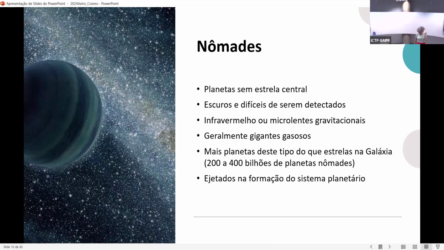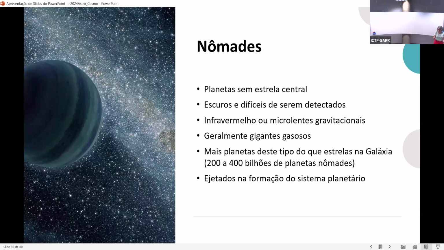And then the rogue planets. Again, planets that do not orbit around a star. They are, of course, dark, because a planet emits in the infrared, but in the visible, it just reflects the light of its star. And they're detected again in the infrared, or the first ones were discovered by gravitational lensing. And I know you all know what that is.